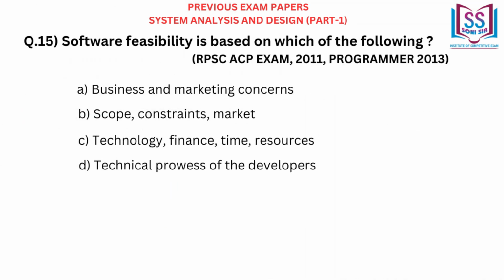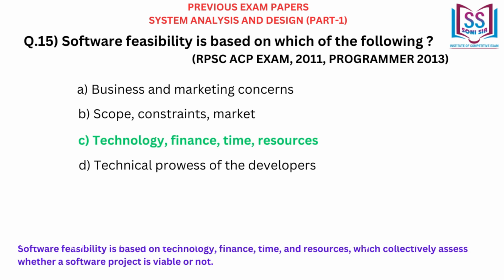Software feasibility is based on which of the following? A. Business and marketing concerns, B. Scope, constraints, market, C. Technology, finance, time, resources, D. Technical prowess of the developers. Correct answer C. Technology, finance, time, resources. Software feasibility is based on technology, finance, time, and resources, which collectively assess whether a software project is viable or not.